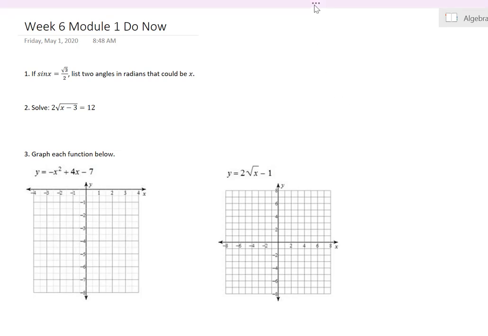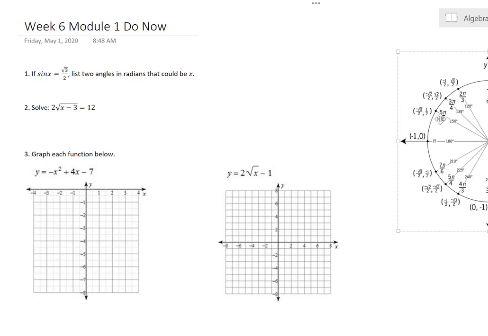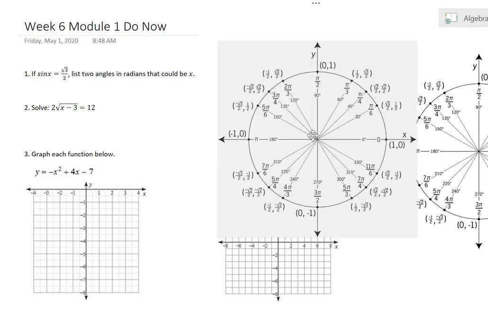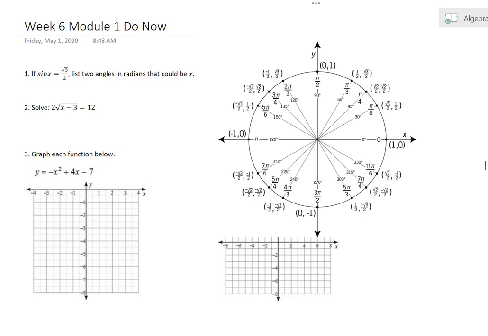All right, just a quick go over of the do now. Number 1 says if sine of x equals square root 3 over 2, list 2 angles in radians that could be x. I'm going to paste in here our unit circle, handy dandy. I'm just going to drag them on top of there for a second.